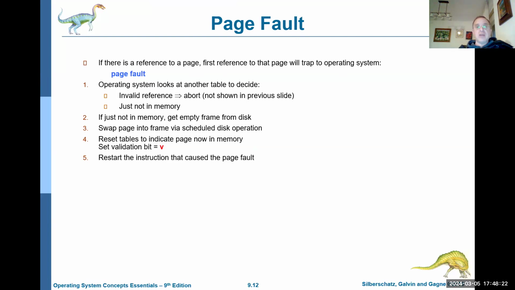If it's just not in memory, get an empty frame. Swap the page from the disk into the frame by scheduling some disk operation. We'll have to wait. It'll take time. We'll have to say, disk, please come and do it, and it'll slowly copy it. Reset the table to indicate that the page is now in memory by marking the validation bit as V, and restart the instruction. Now redo the instruction that caused the page fault, and hopefully it won't cause a page fault, because that instruction wanted to read something, and now I can try again and it should succeed.